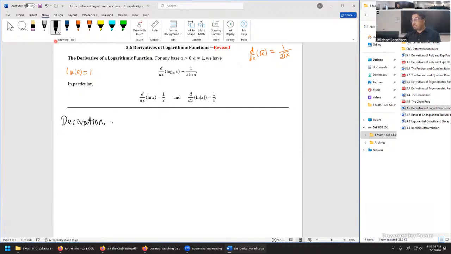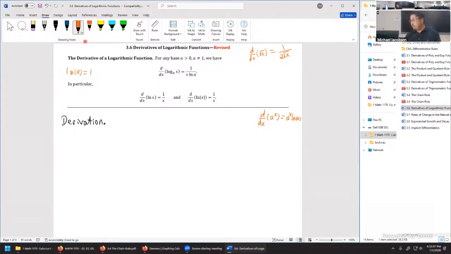What I want to derive is this line here, the general formula for any valid base, that we get 1 over x natural log a when we differentiate log base a of x. To do that, we're going to need some review. One review is if you take d by dx of a to the power of x, you get a to the power of x times the natural log of a. So we saw that in section 3.1.